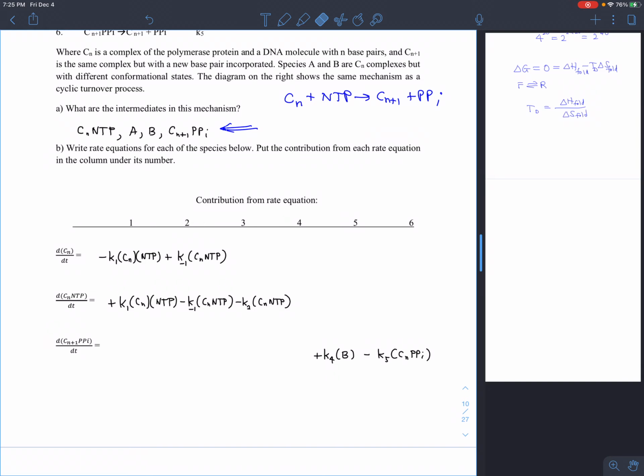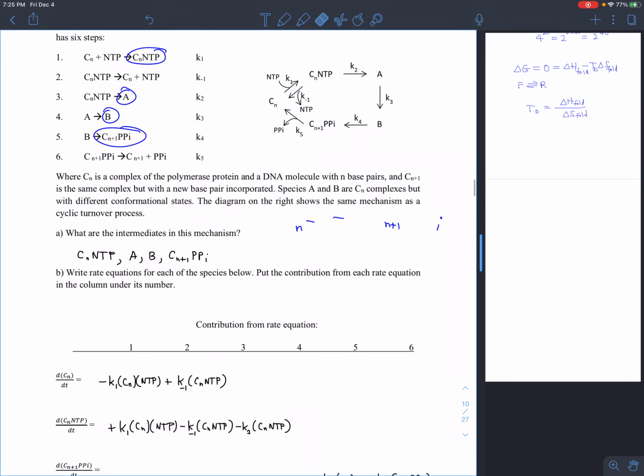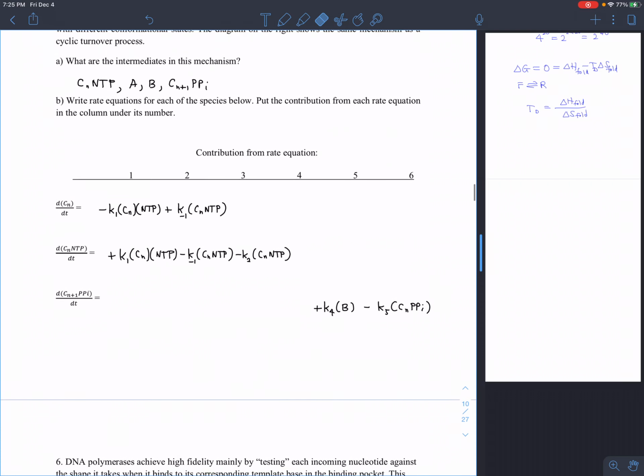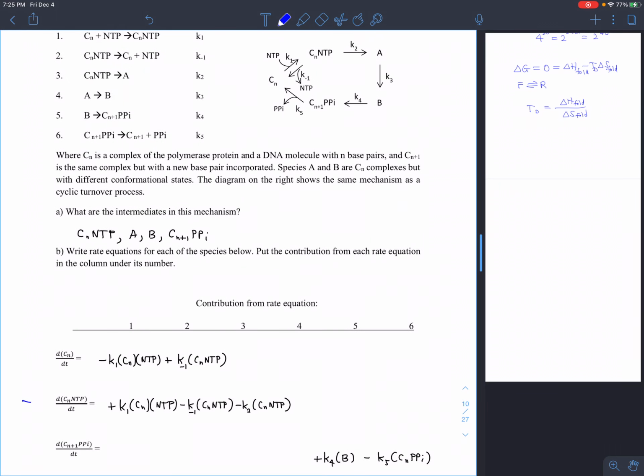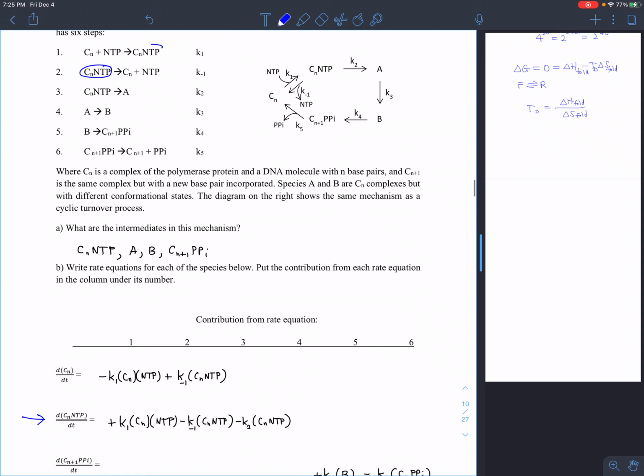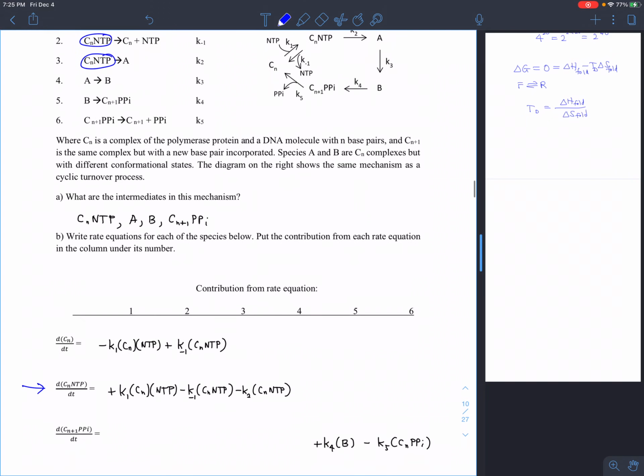I think most people, in the last exam, most people got this absolutely correct, so I don't think we need a whole lot of practice on this stuff. So let's just do one of them. Looking at the mechanism, I'm going to do this one, Cn.ntp. So this one appears here, it appears there, and it appears there, and nowhere else. So there's going to be three contributions to its rate equation.